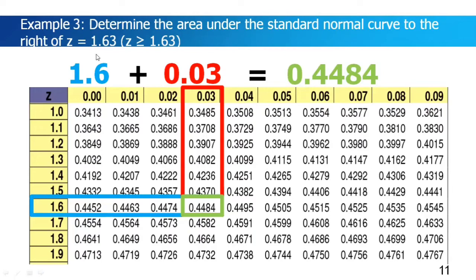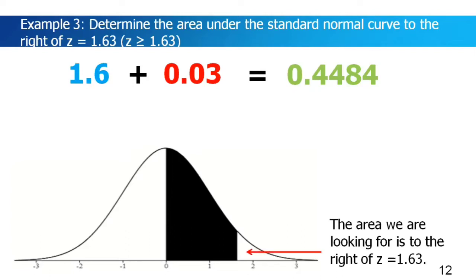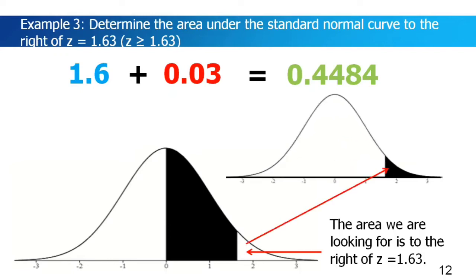So if we're going to do the graphing, z is equal to 1.63 looks like this. So this is 0.4484. But then our problem says to the right of z is equal to 1.63. The unshaded region on the right side of our area is what we are looking for because that is to the right of our z equals 1.63. So if we're going to redraw our normal distribution curve, it will look like this. So this is the area that we are concerned with.